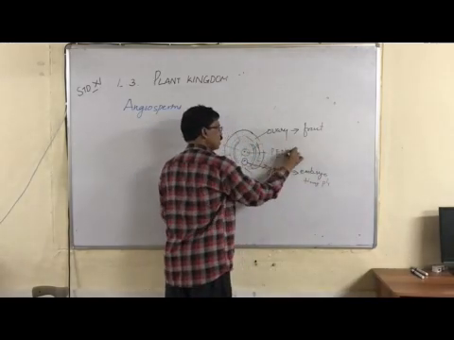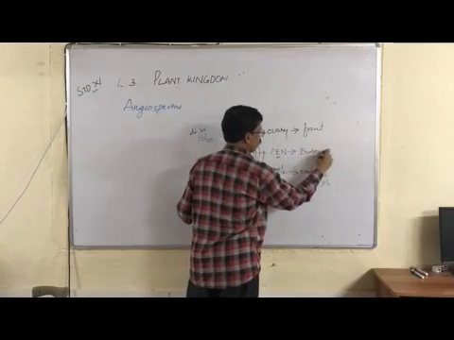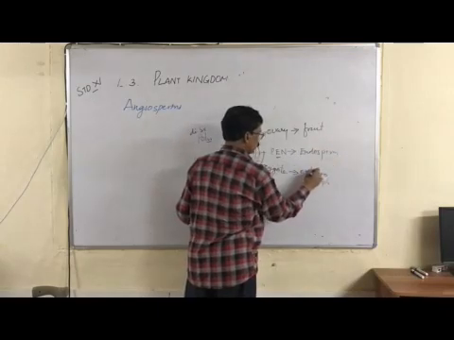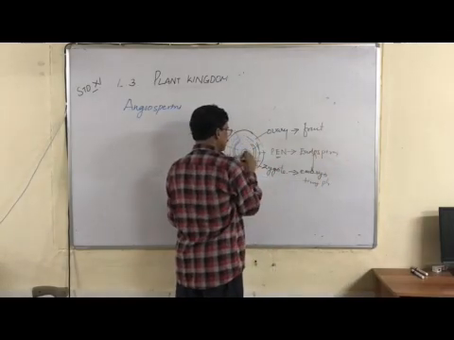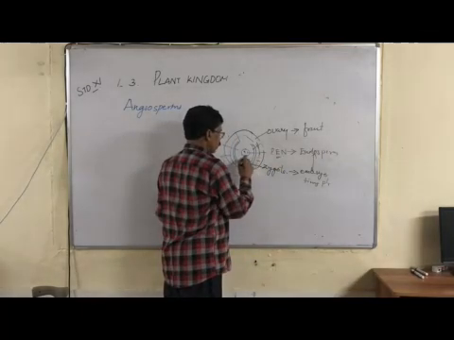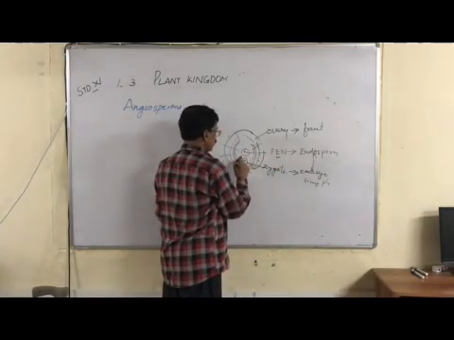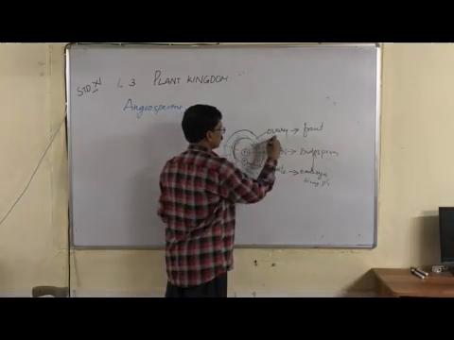The primary endosperm nucleus becomes endosperm. Endosperm is the food for this embryo. The embryo gets nourishment from the endosperm. So by getting nourishment from the endosperm, this embryo grows and grows. Meanwhile, the ovule turns to seed.